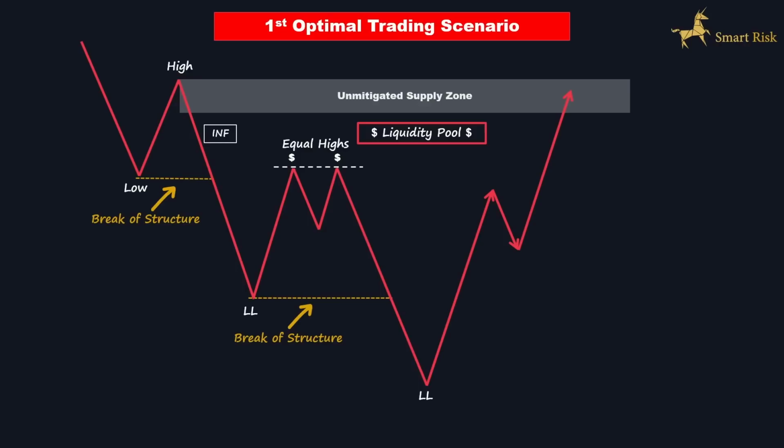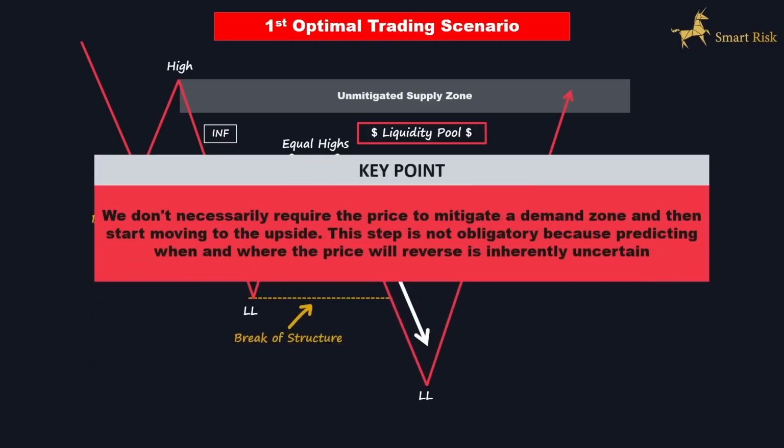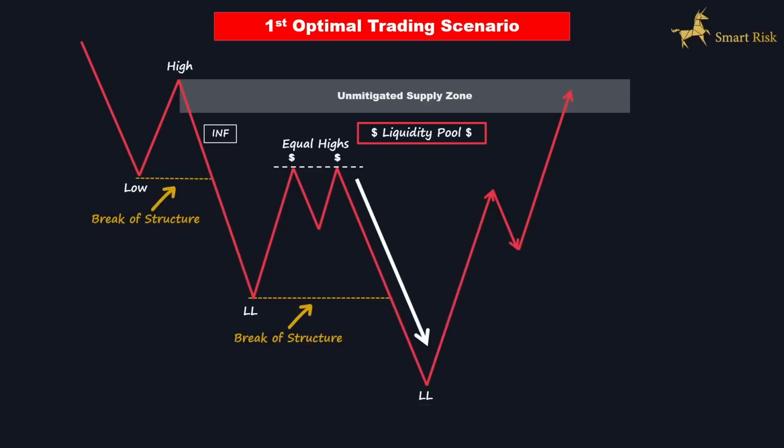After forming equal highs, the price experienced a downward push, breaking the recent low and establishing a break of structure. It's important to note a key aspect here. We don't necessarily require the price to mitigate a demand zone and then start moving to the upside. This step is not obligatory because predicting when and where the price will reverse is inherently uncertain. What we anticipate in this scenario is for the price to move upward, sweeping the liquidity accumulated above the equal lows, then entering the identified point of interest, mitigating it, and subsequently reversing to the downside, sustaining its downward movement.